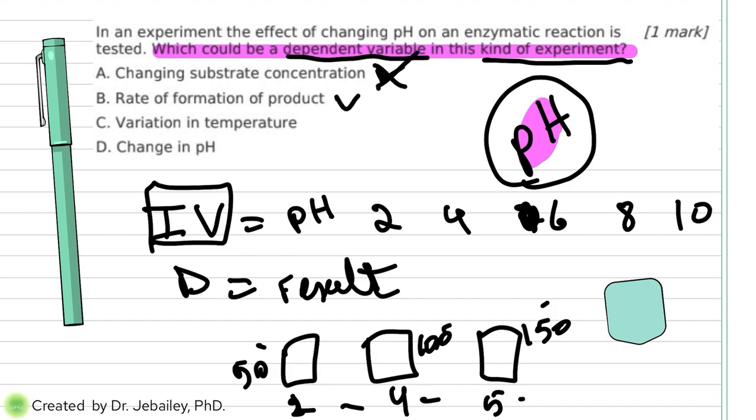Then B here says the rate of formation of the product. That could be how fast the enzymes are working. Now that makes more logic. Why?